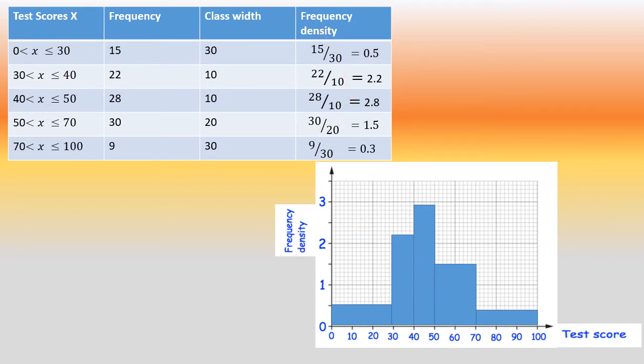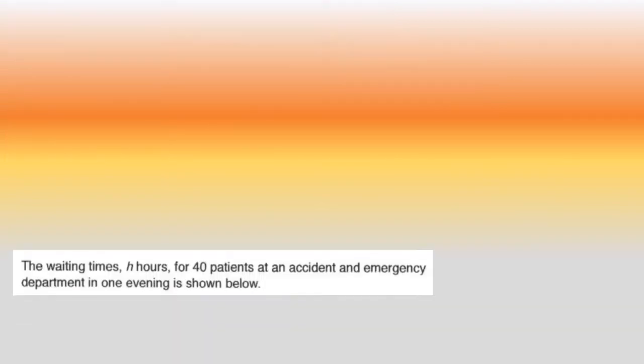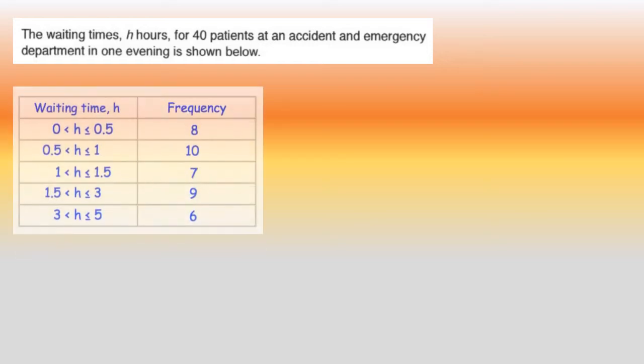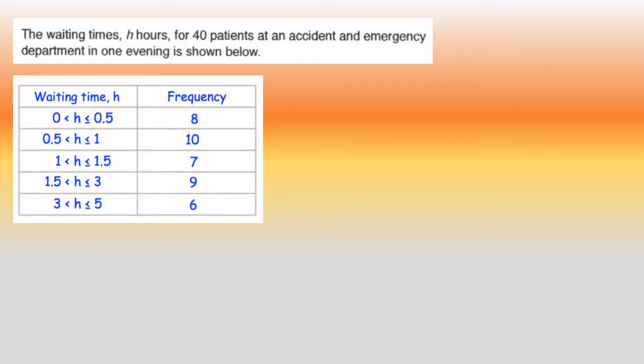The next question is, the waiting times, in hours, for 40 patients at an accident and emergency department in one evening is shown below. So you can see the table. The table carries the waiting time in hours. 0 to 0.5 hours, you have 8 patients. 0.5 to 1 hour, you have 10 patients. 1 to 1.5 hours, there are 7 patients. 1.5 to 3, it's 9 patients. 3 to 5, 6 patients.